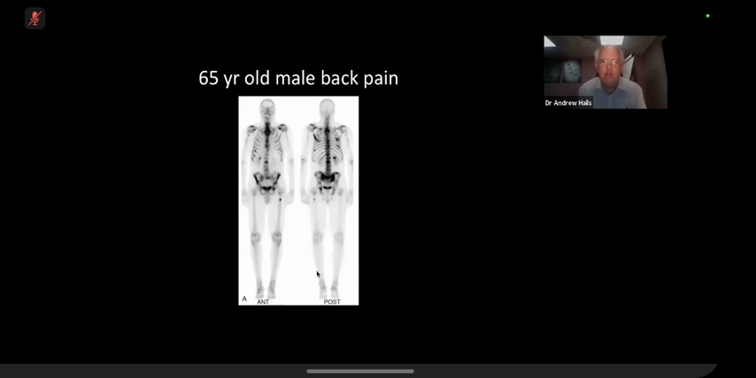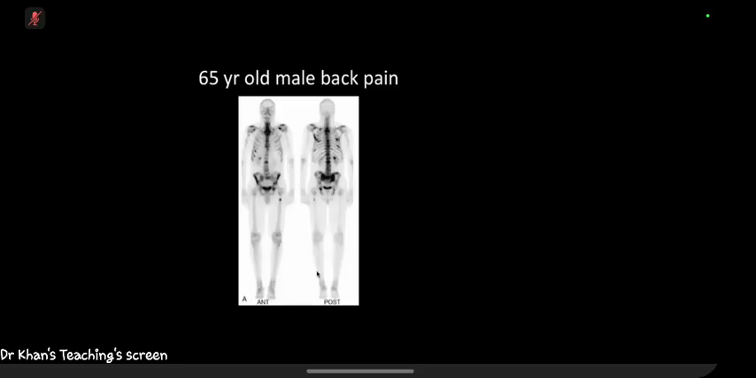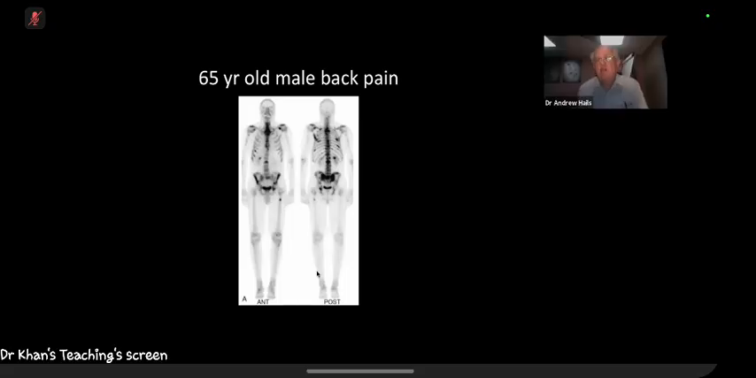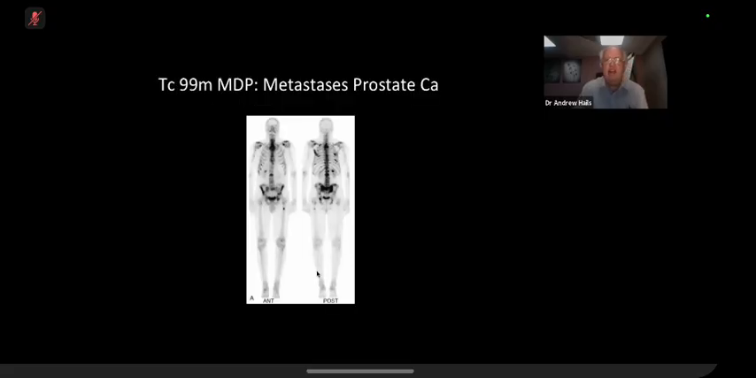Anyway, it is hopefully straightforward. You've got a 65-year-old male with back pain. Would you like to comment on this bone scan, please? Yes, I've got anterior and posterior views of a whole body bone scan demonstrating multifocal increased uptake in the vertebrae and also bilateral ribs. There's some uptake in the pelvis as well. In a 65-year-old man, I'll be suspicious of sclerotic metastases, likely from a prostate primary. Yes, that's right. It might be metastases from something else, but in a 65-year-old man, that is very likely. Okay, well done.